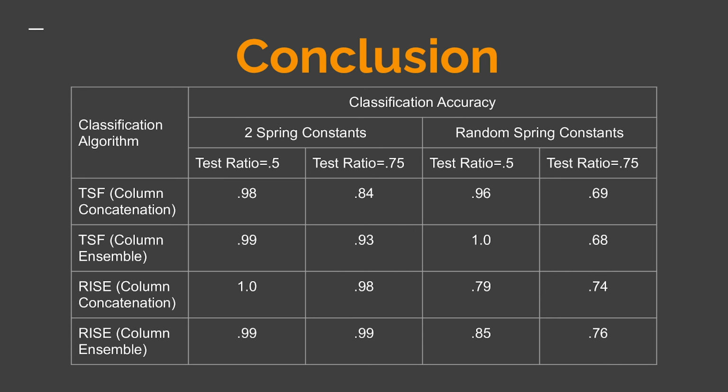I didn't perform any timing analysis, but just on my computer, column ensemble was significantly slower than column concatenation. Basically because twice as many estimators have to be trained in column ensemble, or as many dimensions as you have, whereas in column concatenation, only one estimator is trained, but on a larger time series.